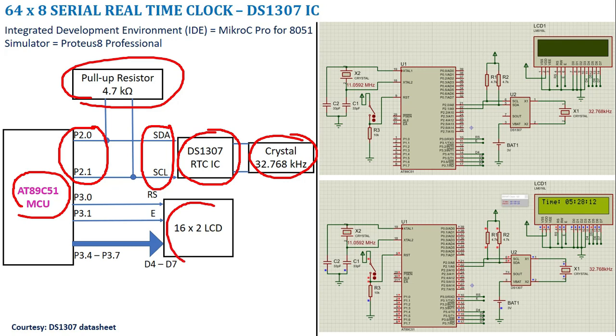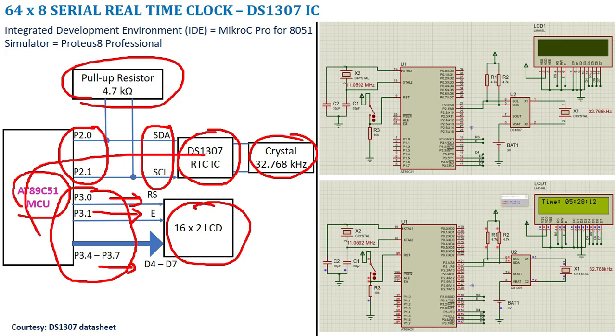Then we connect a 16x2 LCD, where I use port 3 of our microcontroller. So port 3.0 is connected to RS, port 3.1 is connected to enable, and port 3.4 to 3.7 is connected to D4 to D7 of your LCD. So we read the data from this IC and send the data to your LCD for displaying your time information.